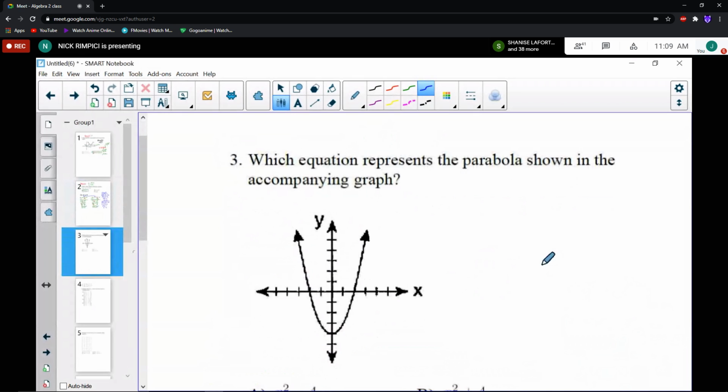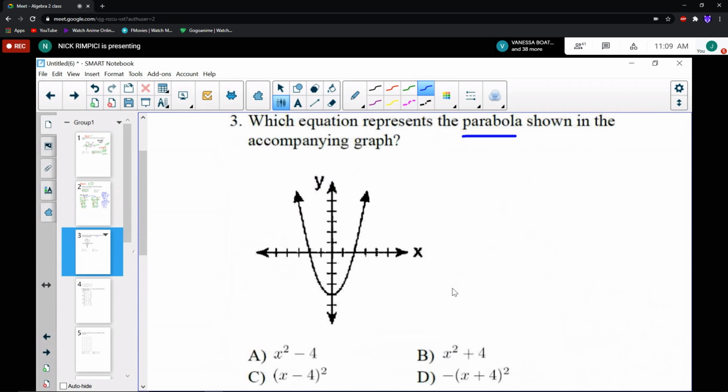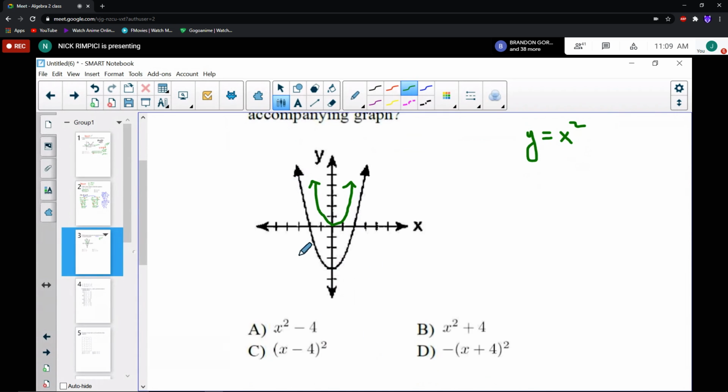Question 3, another one of those translation questions which we talked about earlier in the year. Which equation represents the parabola shown in the accompanying graph? So we got a parabola here, and we know that, if you look back in your notes, y equals x squared is the most basic parabola, which opens up through the origin, right? It's something like this. And this parabola, of course, naturally is shifted somehow.